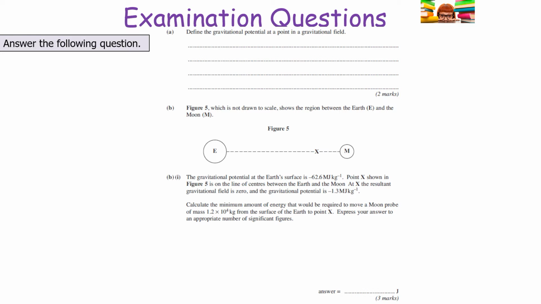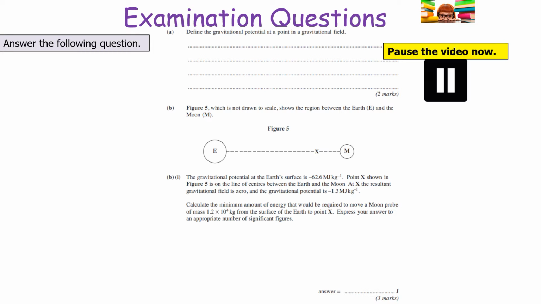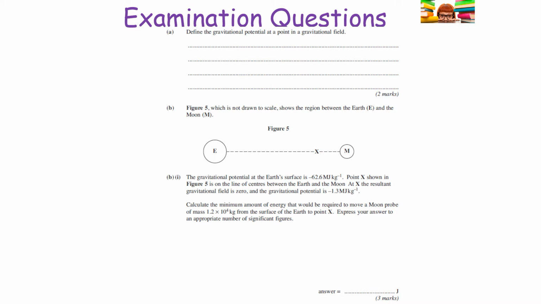So calculate the minimum amount of energy that we require to move a moon probe of mass 1.2 times 10 to the 4 kilograms from the surface of the Earth to point X and express your answer to the appropriate number of significant figures. So pause the video now, then unpause the video when you want to go through the answer. Right, so the first one is a key definition you just need to learn.